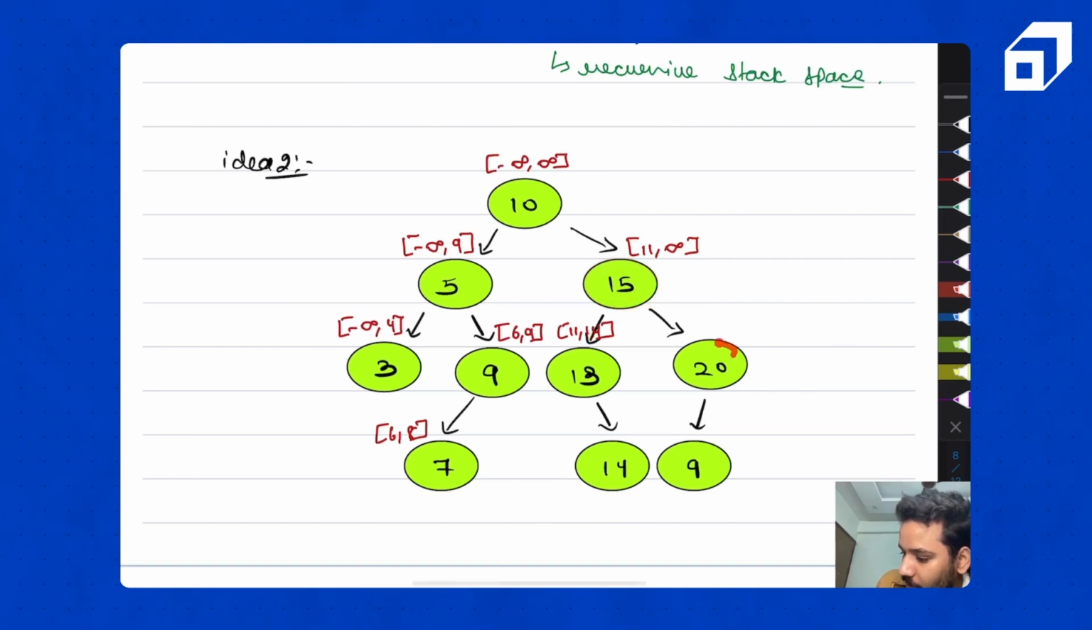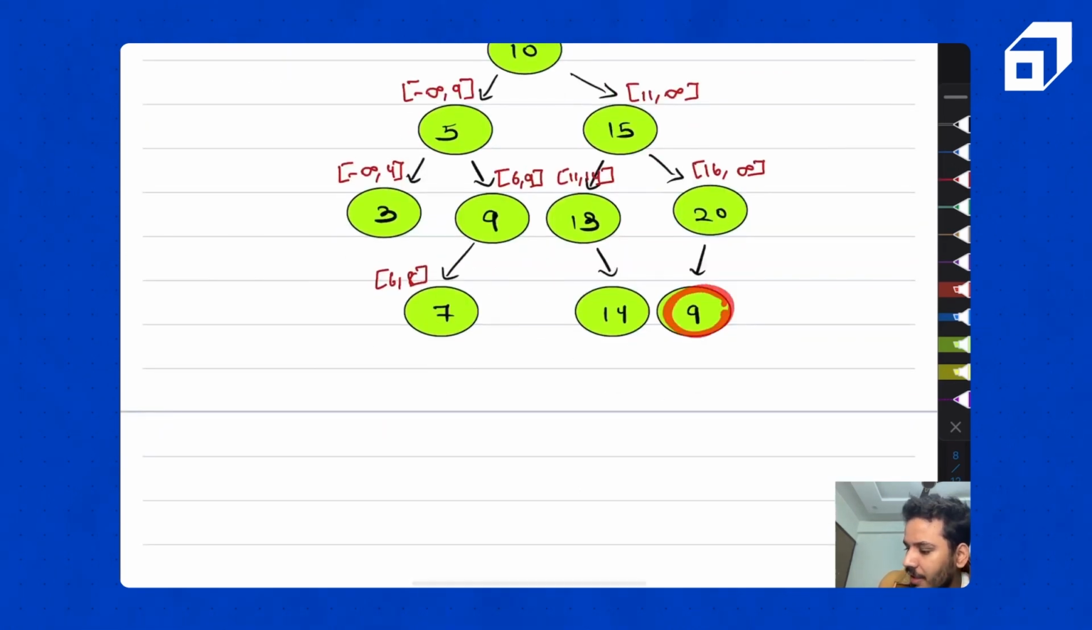Now let's guess about this one. This has to be greater than 15 at least, because it's on the right, but maximum it can be whatever is the maximum of the parent, infinity. Now let's come to this 9. This has to be less than 20, so at max it can be 19, but minimum it can be what? Minimum it can be 16 from the parent. It could have been anything from 16 to 19, and that is fine.